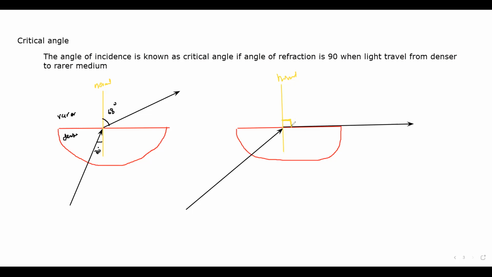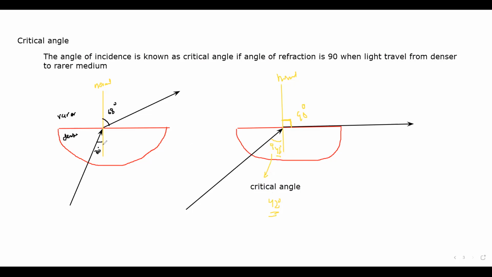The angle of refraction, the angle between the normal and the refracted ray, is 90. So if the angle of refraction is 90, the angle of incidence is known as the critical angle. It can be any value. For example, if this was 42, what is the critical angle in this example? The critical angle is 42.